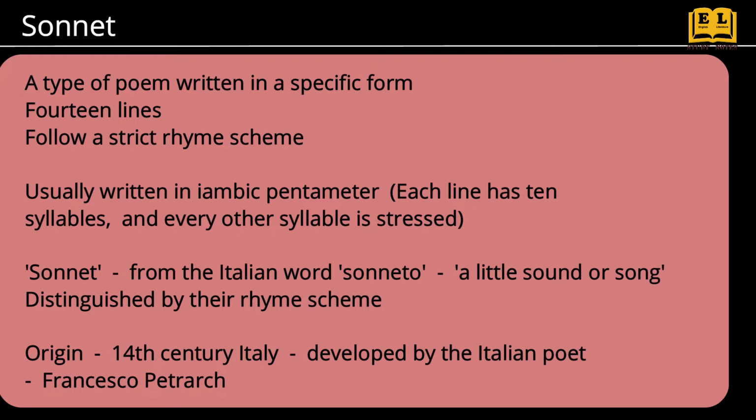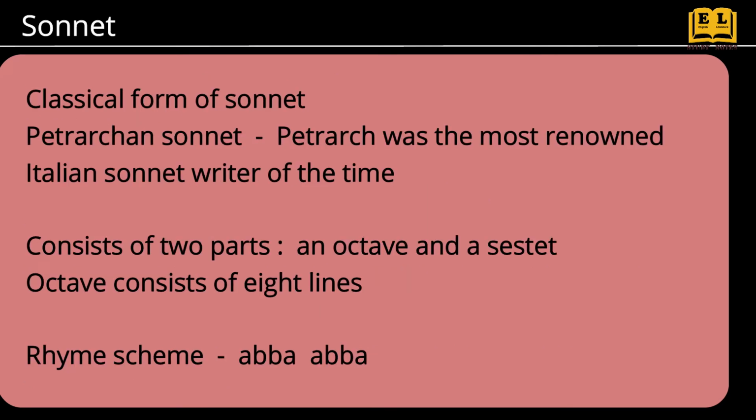The origin of the sonnets lies in 14th century Italy, where it was developed by the Italian poet Francesco Petrarch. It is the classical form of sonnet. The Italian sonnet can also be called Petrarchan sonnet. It was named so because Petrarch was the most renowned Italian sonnet writer of the time.